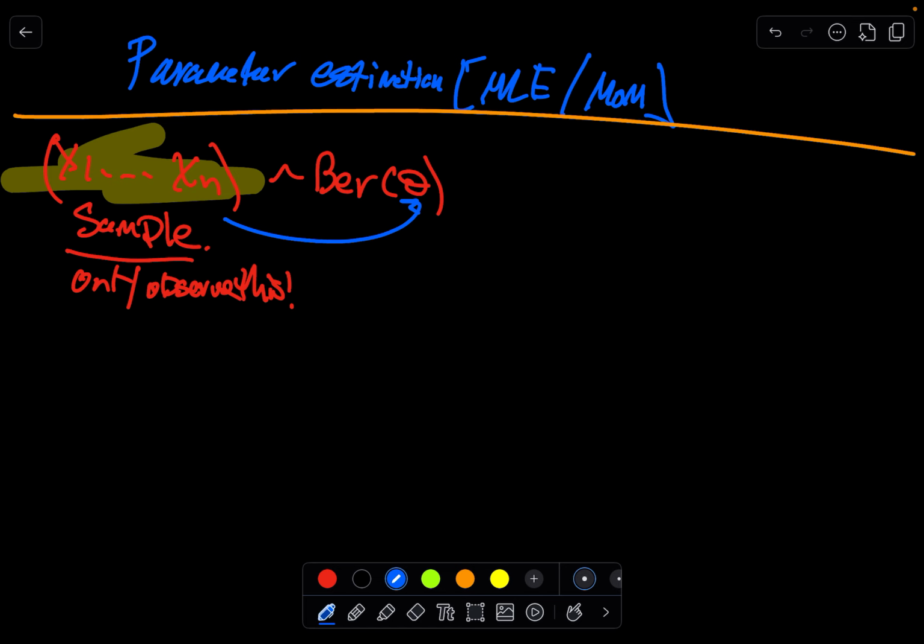Your goal is, given the only thing you have, which is these samples, what is the best theta to choose? That is what an estimator is. There is no single specific method, but there are different methods to compute it. We're going to talk about the two most common ones here, which are the method of moments and maximum likelihood estimation. I'll start with maximum likelihood estimation because it's more common.